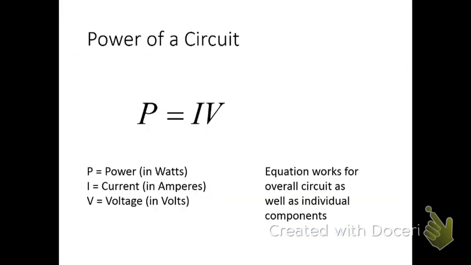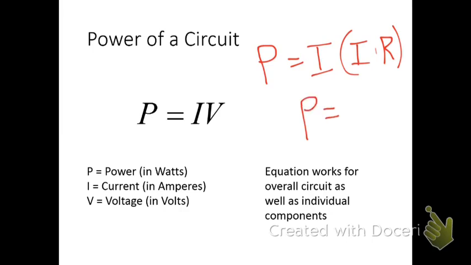We talked a bit about power of a circuit. Power is just current times voltage. Now don't forget, you can always throw Ohm's law into this as well, and say power is current times, well, voltage is current times resistance. So I could also write power as I squared R if I wanted to, if I didn't have the voltage.